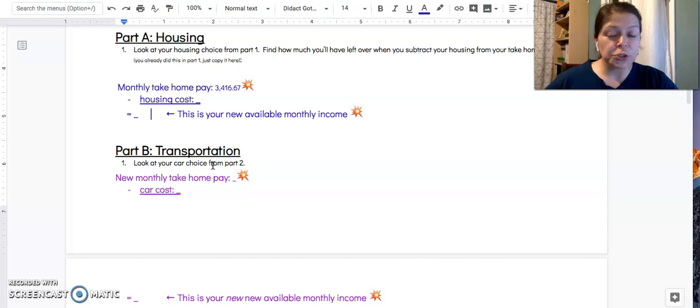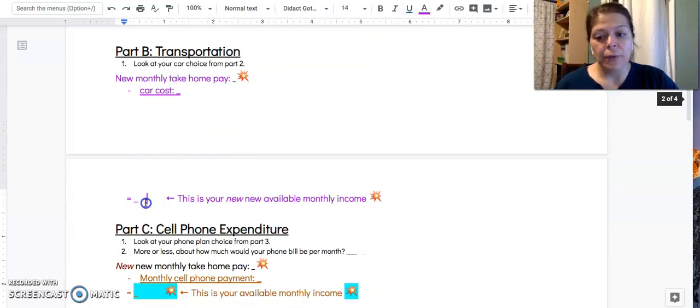Part B, transportation. Look at your car choice from part 2. So which of the 3 cars that you looked at did you decide that in this imaginary world that we're thinking about, you would be paying for? You take this new amount that you got for part A and you put it right in this spot, okay? Then you subtract from that the car cost, and whatever you end up with is your available monthly income.